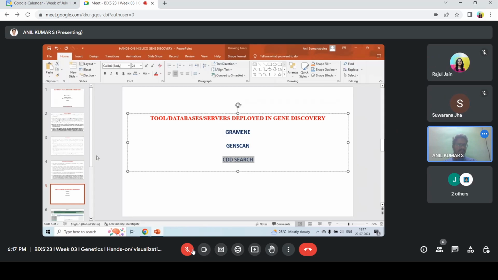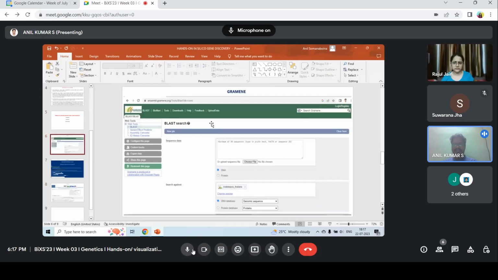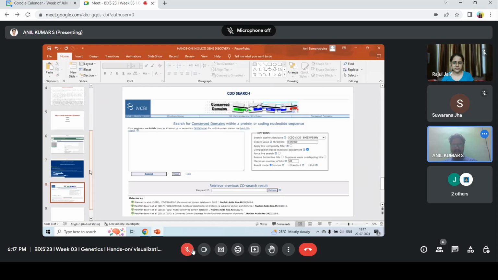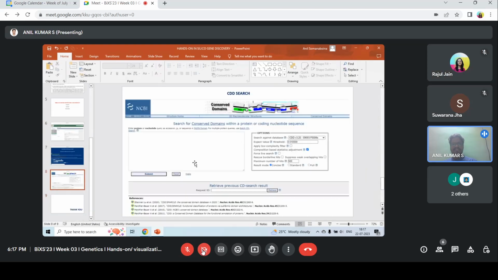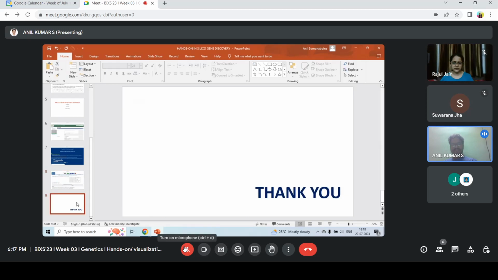Exactly, it looks like this: your Gramene database, a GenScan web server, and your CDD search tool. Just submit your sequence, you will get the domain. Once you get the domain, you can say whether it is the same gene or not. And I rest my presentation here.